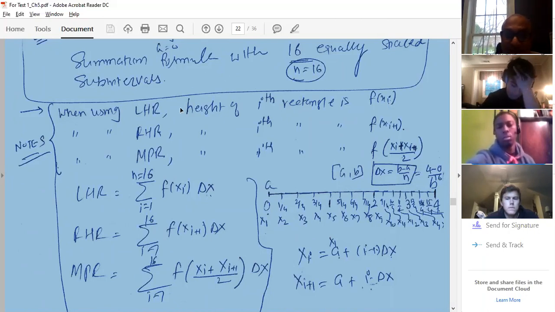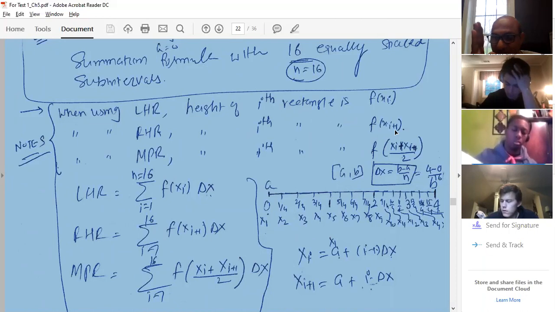But in the right hand rule, the ith rectangle is f of xi plus 1, because it is not at this point, it is over here, xi plus 1.